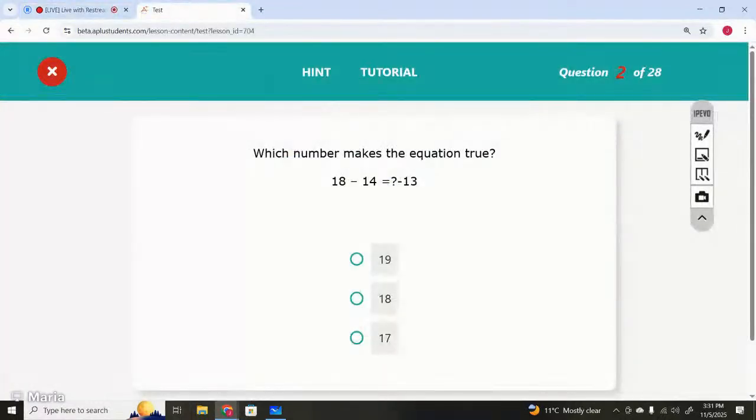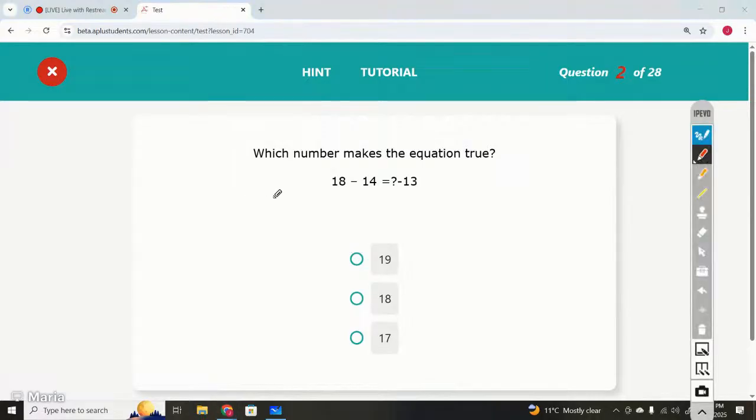So 18 minus 14 is, start with 14, count up to 18. 14, 15, 16, 17, 18. So that is 4 equals the missing number minus 13. Now we need to find a number that when subtracted from 13 equals 4.